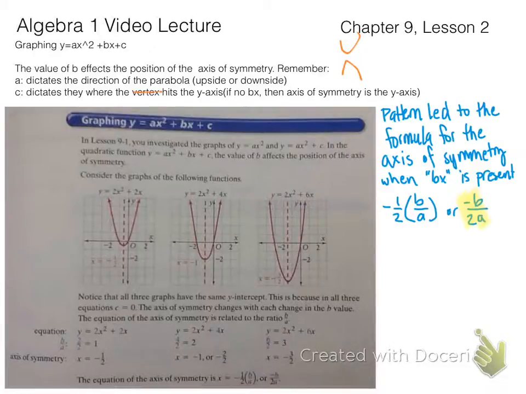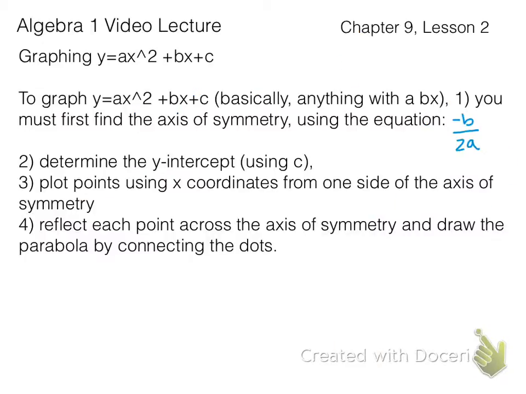Okay? Alright, so again, a pattern led to the formula of the axis of symmetry, which is used when you have a bx present. And again, it's negative b over 2a. Okay, so to graph y equals ax squared plus bx plus c, which is basically anything with a bx, first you must find the axis of symmetry using the equation. Then you need to determine the y-intercept using c, and then you need to plot some points using the x-coordinates from one side of the axis of symmetry.